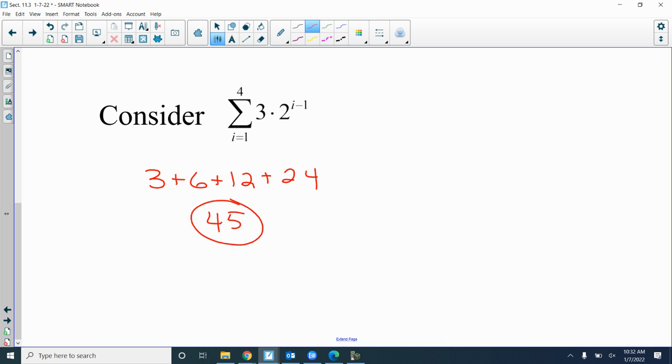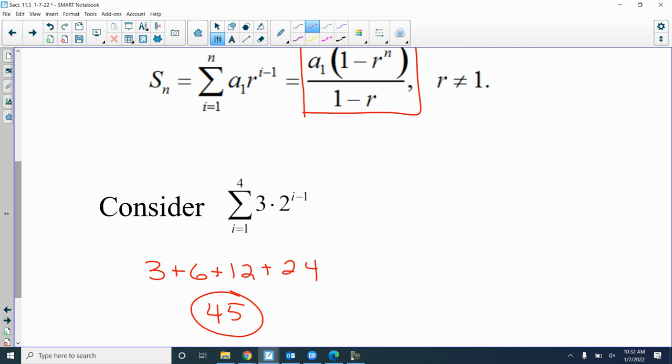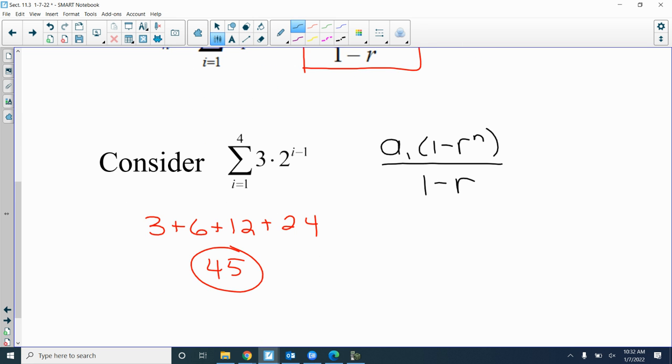I understand that. If it looks like this, guaranteed to be geometric, which means I can use this format here: a sub 1 times 1 minus r to the n over 1 minus r. For this one here, that equation is probably more difficult, and you could do it this way. But I just want to make sure you understand how they're the same. What's my first term? My first term is whatever this number here is. It's going to be 3. What's my r value?